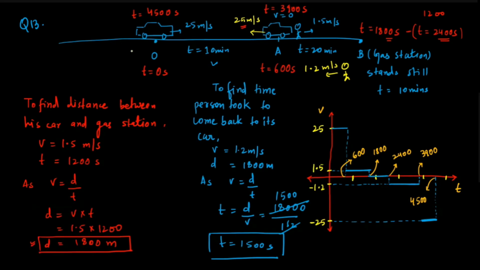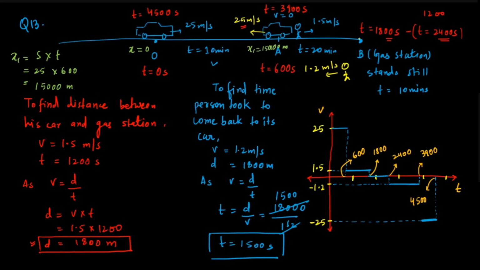So initially when it was there, x is supposed to be 0. In 10 minutes, it has reached point A, moving at 25 meters per second. So how much distance has it covered? Let us try to find out. x1 is going to be speed into time. Speed is 25, time it took is 600 seconds. That is going to be approximately 15,000 meters, almost 15 kilometers. So we have to take 15,000 meters only. So x1 is going to be 15,000 meters.